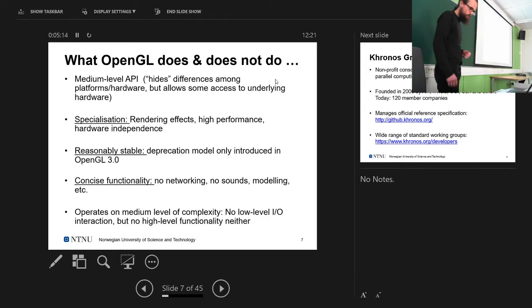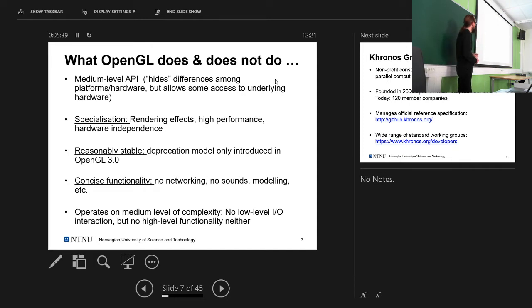Okay, so just briefly what OpenGL does and does not do. It's a medium level API. Does that tell you anything? Basically, it hides the differences among different platforms and different hardware from different vendors, but it gives you some access to it as well. So it's a bit like C in a sense as a language.